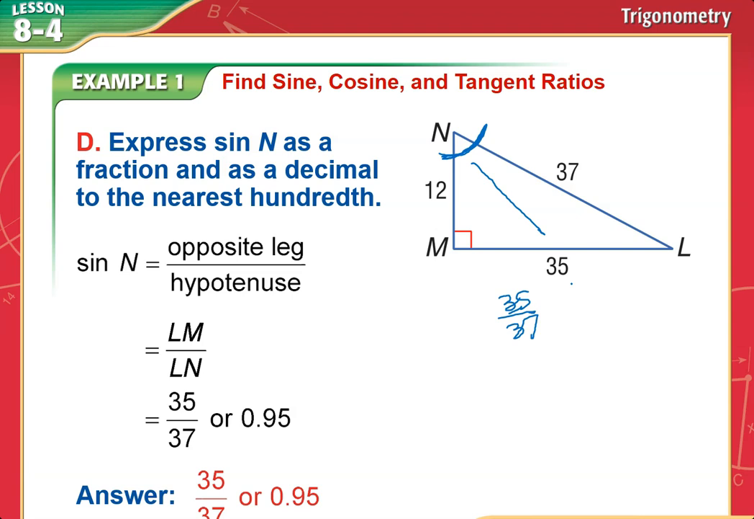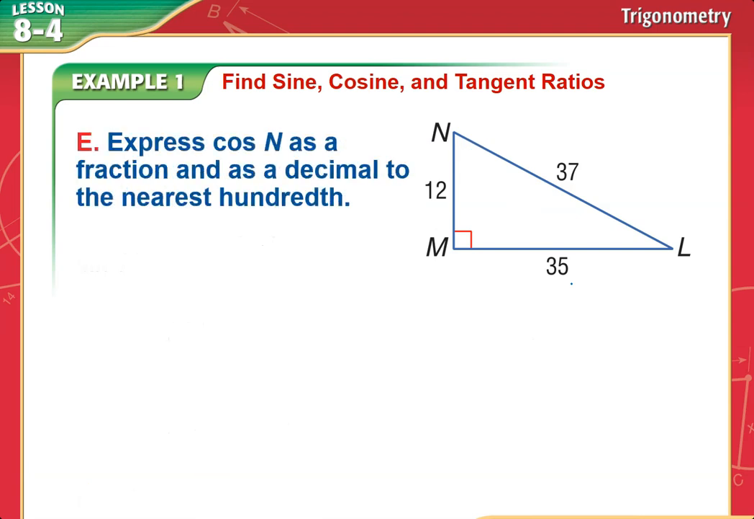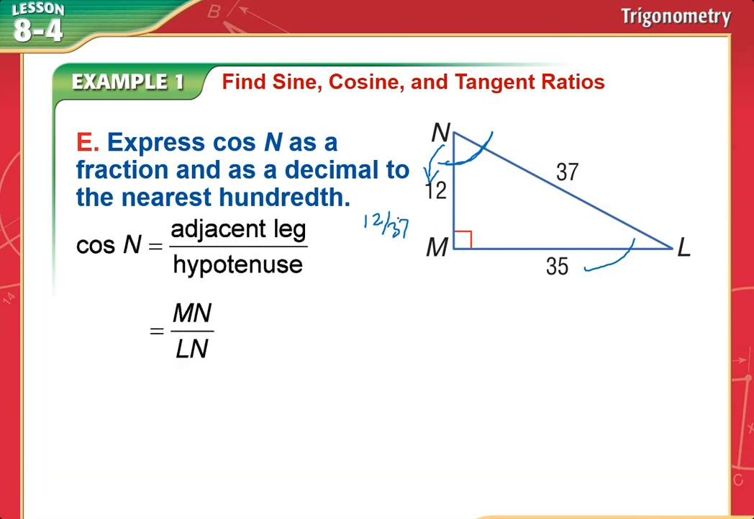Okay, and then if we're going to do cosine of n, remember cosine is, but it's specific to the angle, right? So adjacent, this time 12 is adjacent, where last time 35 was adjacent to L. So this time the cosine of n is going to be 12 over 37. And if you notice, the actual sine and cosine values between these two angles are just switching.